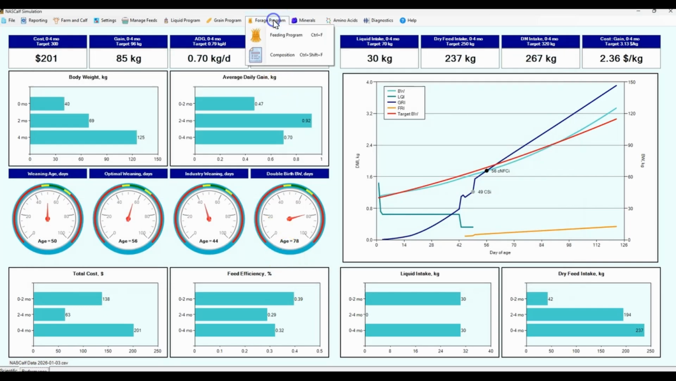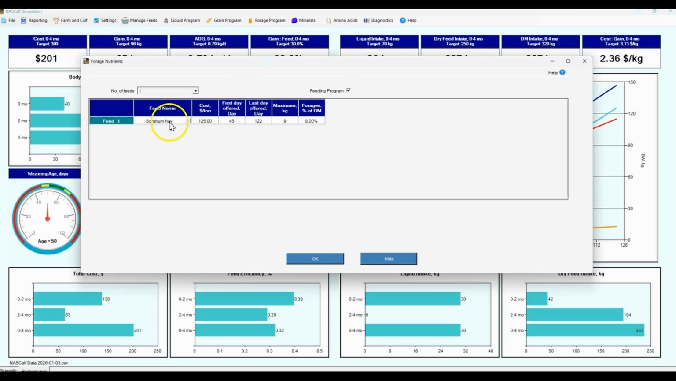Next, we'll look at the forage program. In this case, we're feeding sorghum hay priced at $150 per metric ton. Forage is introduced on day 35 and offered through the end of the simulation. I'll assume forage makes up about 8% of total dry feed intake and enter that value here. When we view the feeding program values, we can confirm the forage composition, about 10% protein, 2% fat, 8.5% ash on a dry matter basis, which is reasonable for this forage.